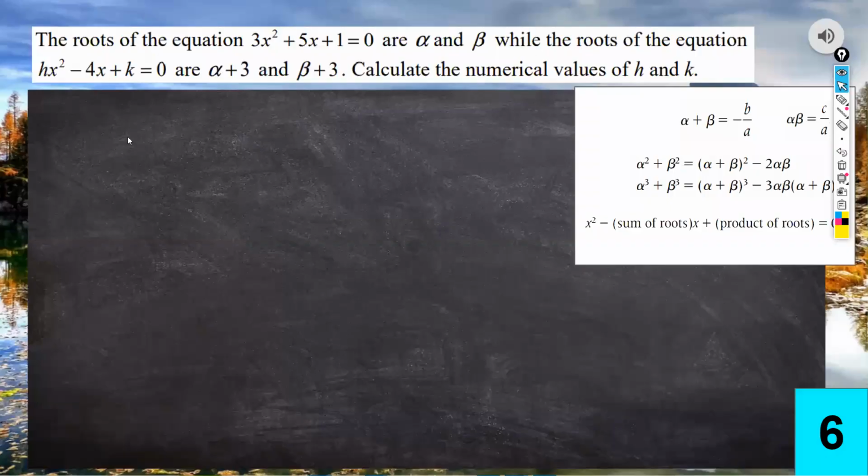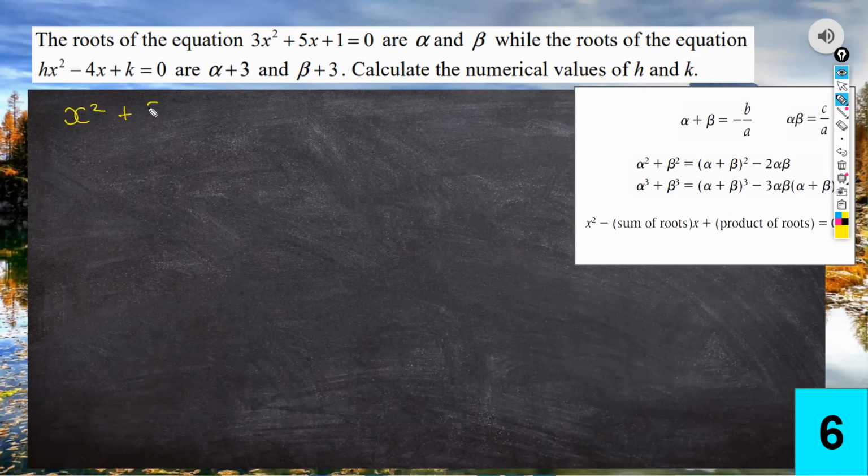So when we divide by 3, we're going to get x squared. We divided everyone here by 3, so you'll get 5 on 3. Do not put this as a decimal, that'll give you 1.6666666. Leave it as the fraction. And then you get 1/3.